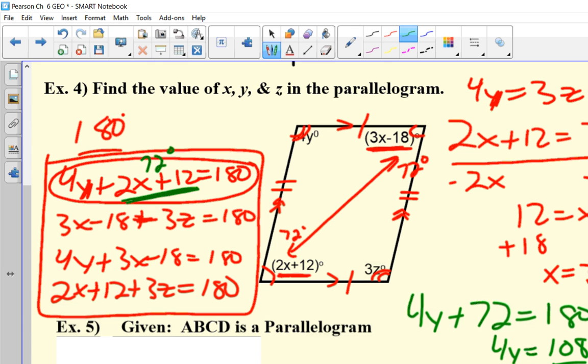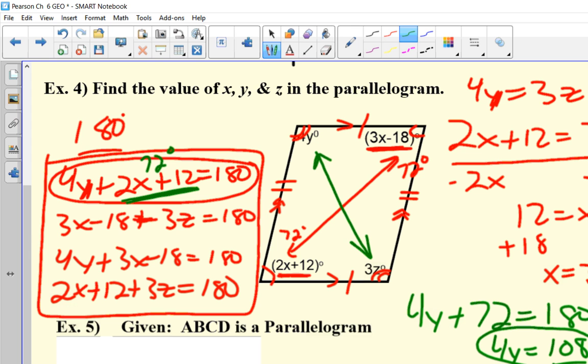Now you got multiple ways to do this. The easiest way I think is set these two equal to each other. Okay, now kind of cheating here. Back here, 4y equaled 108. So let's put 108 in for 4y and set it equal to its opposite angle. In this case, it was 3z. Okay. I can go ahead now and divide both sides by 3, and z equals 36.